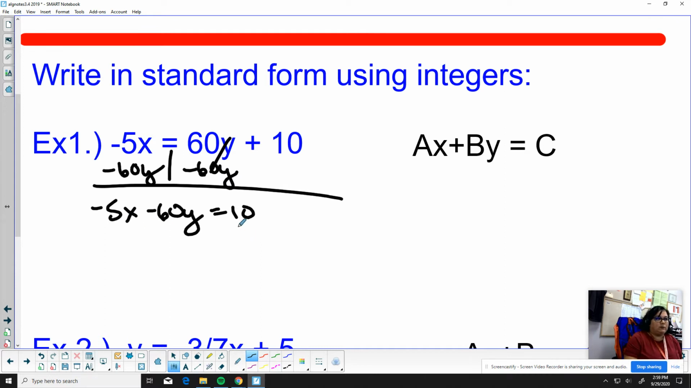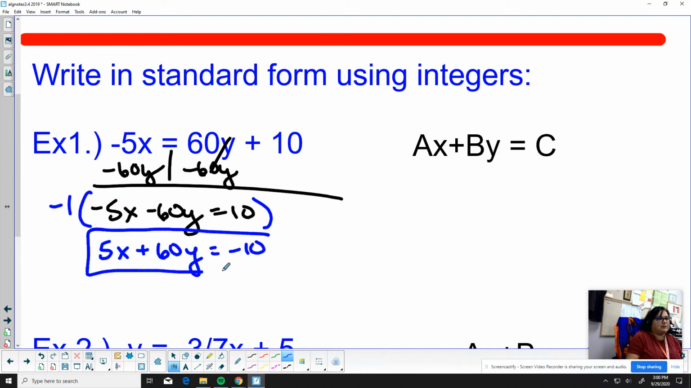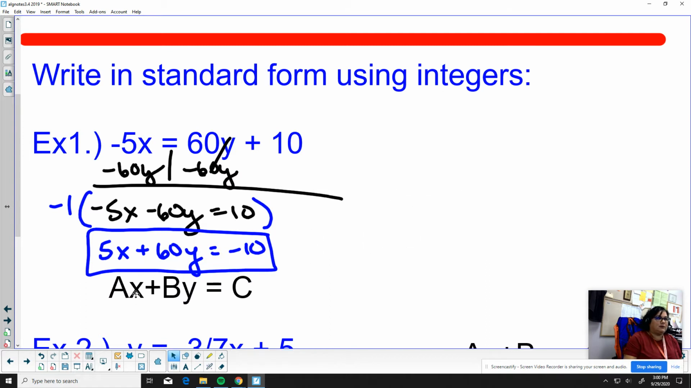Okay, so all real numbers, yes. A has to be a positive integer. Well, it's a negative. So since it's a negative, I'm going to have to multiply them all by -1. That's going to change all of their signs. This is my answer. A, B, and C are all real numbers. A is a positive integer. And the last rule is A and B can't be 0, and neither of them are. So we're good, and you can see that it matches up perfectly with standard form. You got your ax, your by, and your constant.